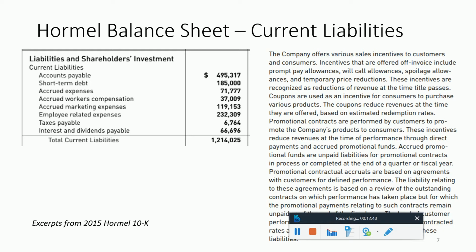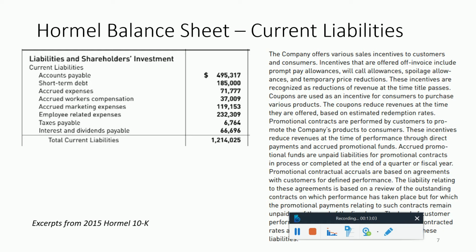You'll also notice that Hormel has some short-term debt. This represents debt that is due within 1 year or the operating cycle. In this situation, it would be 1 year because Hormel's operating cycle is about equal to 1 year as well. They also have a number of accrued expenses. They have some accrued workers' compensation.